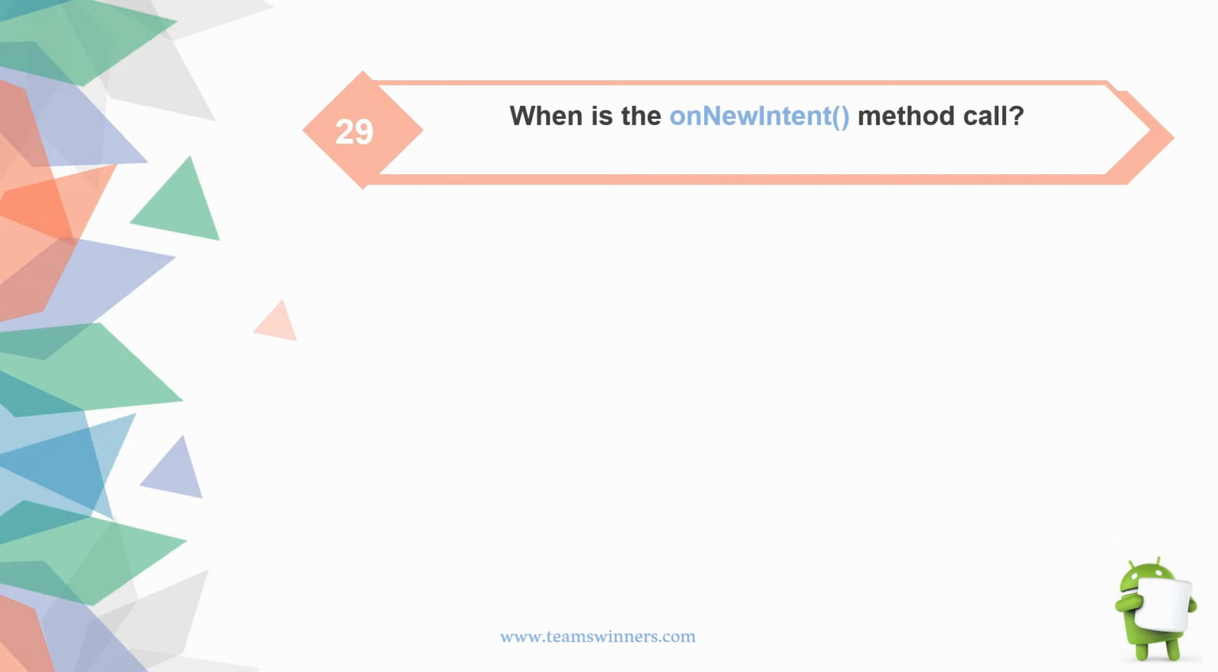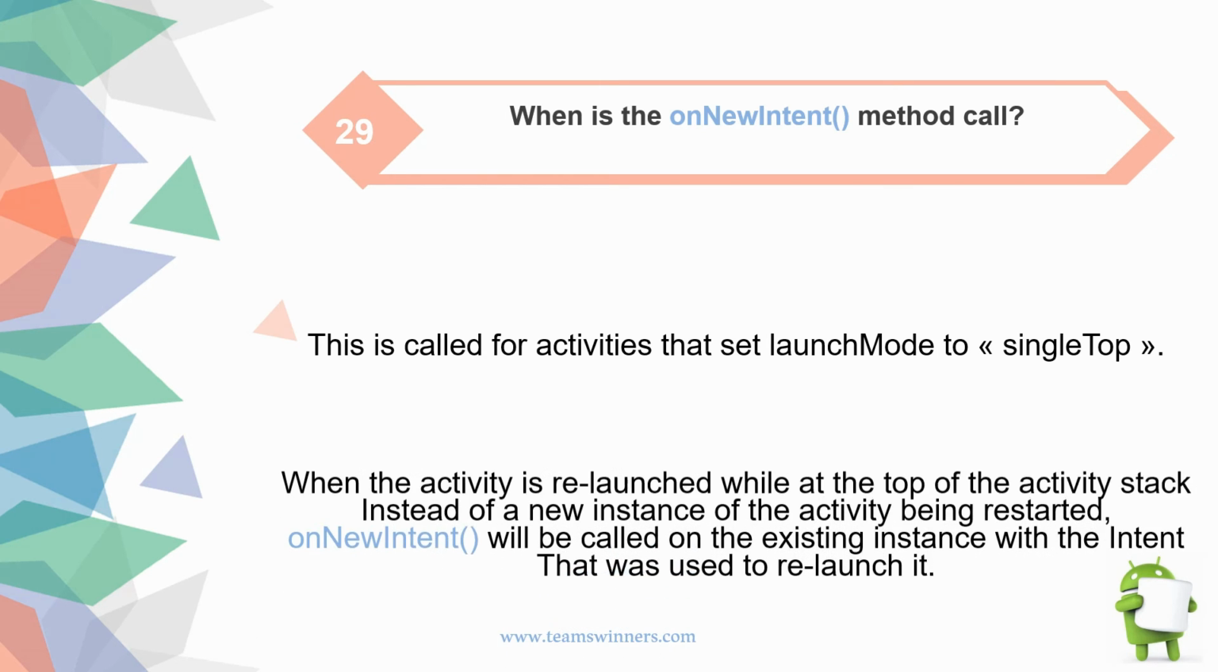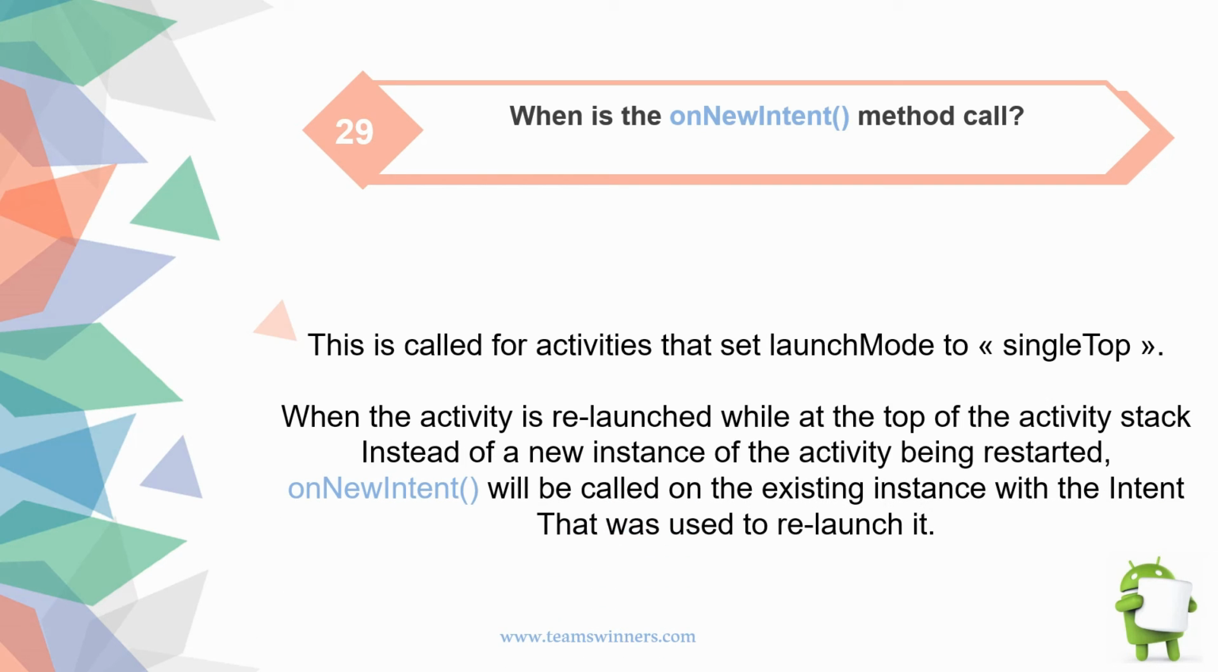And the last question about activities: when is the onNewIntent method called? It is called for activities that set the launch mode to singleTop. When the activity is relaunched while at the top of the activity stack, instead of a new instance of the activity being started, onNewIntent will be called on the existing instance with the intent that was used to relaunch it.